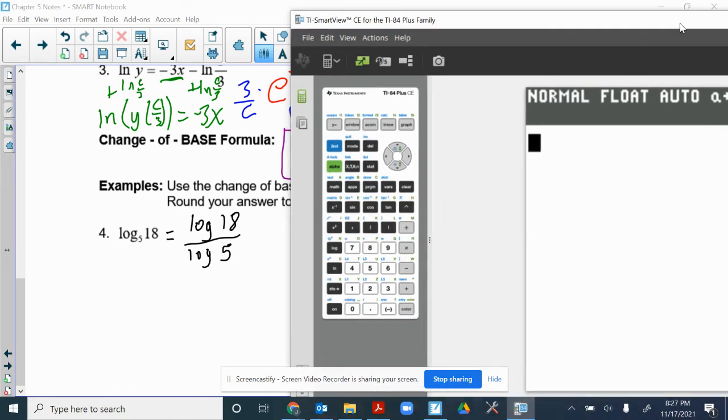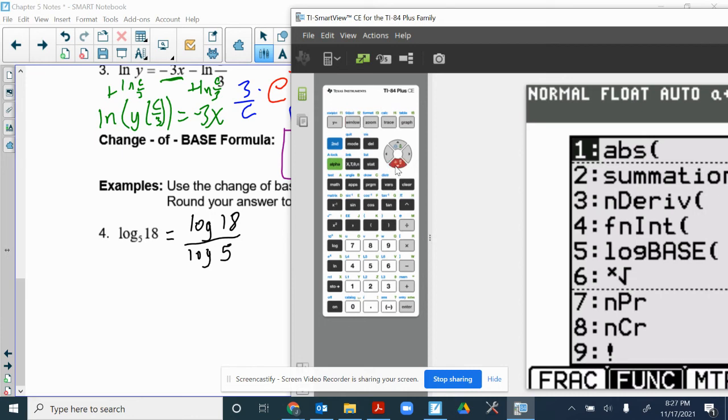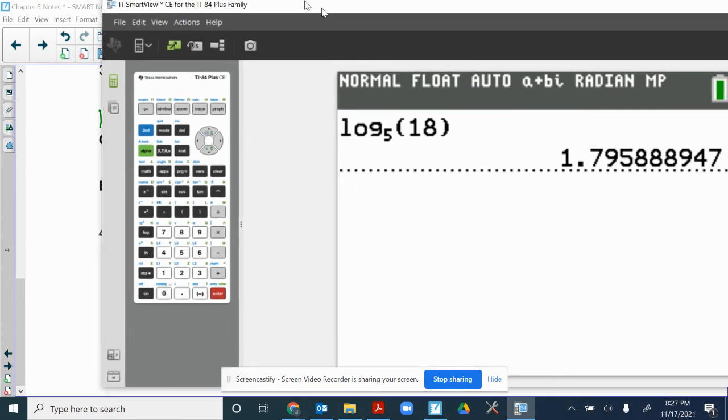And here it is. And again, this was because, hey, we have these buttons here, so we don't have to do log base. But again, if you have log base, we didn't need to do this. You know, if I go alpha window, fifth option, and I just type in log base 5 of 18, hit enter, it'll tell me what the answer is, right?